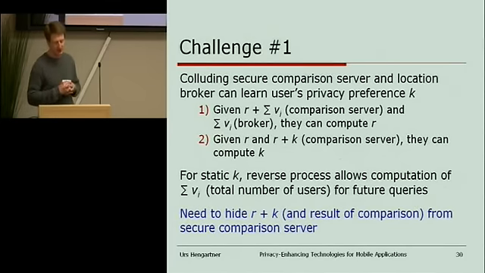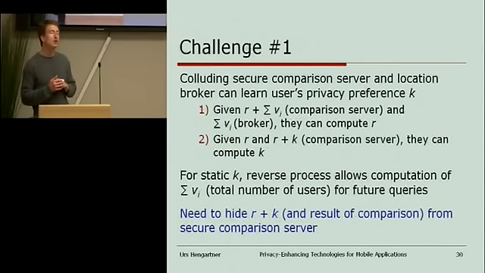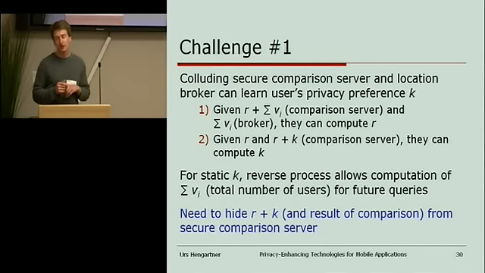The first challenge is, if the secure comparison server, the server on the left side, and the location broker colluded, they could learn a user's privacy preference k. I'm not going to do the details, but it's possible to do this. And once they know this privacy preference k, the reverse process would allow the two of them to learn the total number of users in the cloaked area for future queries. That's what we want to avoid. Nobody should be able to learn the total number of users in a query.